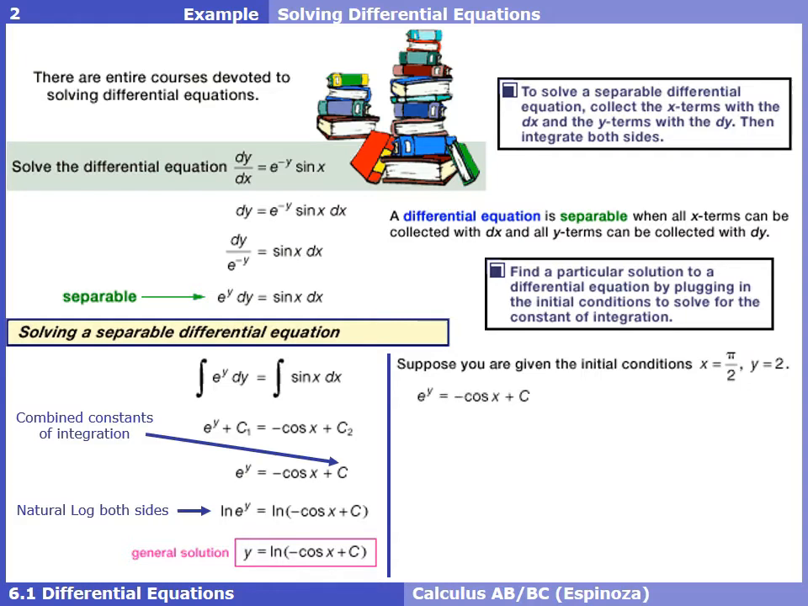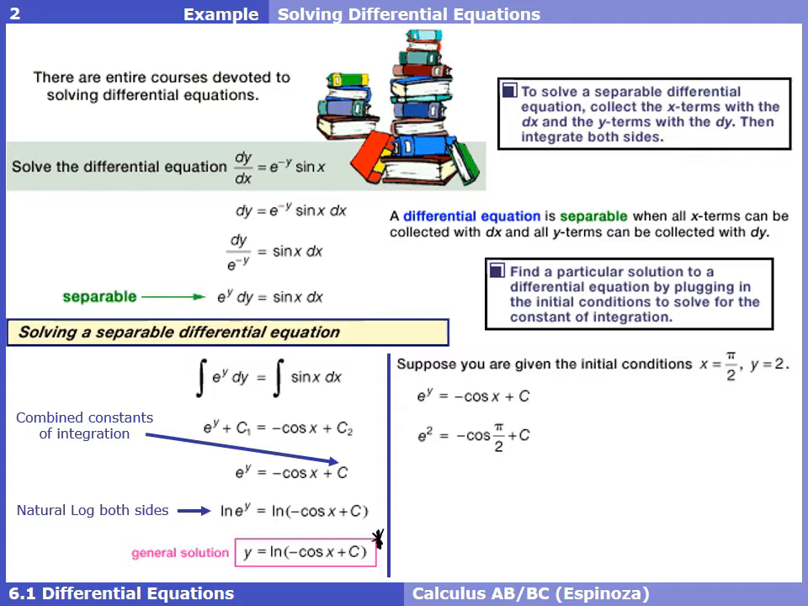But here's something you might consider. When we solved for the general solution, we ended up trapping that plus c inside the natural log. So we could plug in the x and the y into the general solution at this step here, but it's probably not a good idea because that plus c is trapped. It's probably a better idea to plug it into the step where the plus c wasn't trapped inside the natural log, and that would be at the e to the y equals negative cosine x plus c.